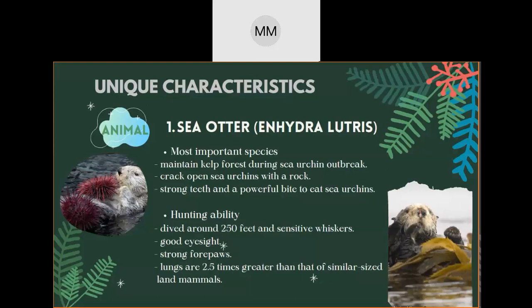They are also known to crack open the sea urchin with rock. As a top predator, sea otter also has strong teeth and a powerful bite to eat sea urchin while floating in the water. They also dive around 250 feet and use their sensitive whiskers to detect small movements of fish between the kelp forest. Good eyesight helps detect small prey such as crab and clam inside cracked rock. They also use their strong forepaws to dig for clam.